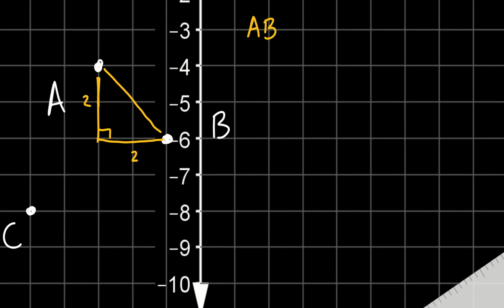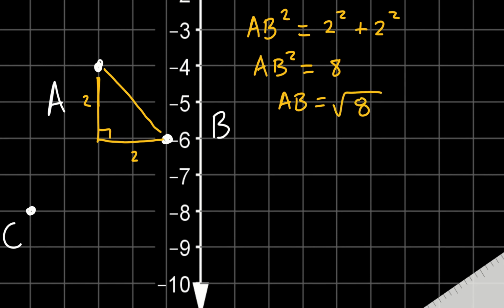That's the length of segment AB squared equals, I'll do the vertical leg squared, which is 2 squared, plus that horizontal leg, which is also 2 squared. So we're saying the square of the length of that segment is 4 plus 4, or 8. That means that the length of segment AB is the square root of 8.